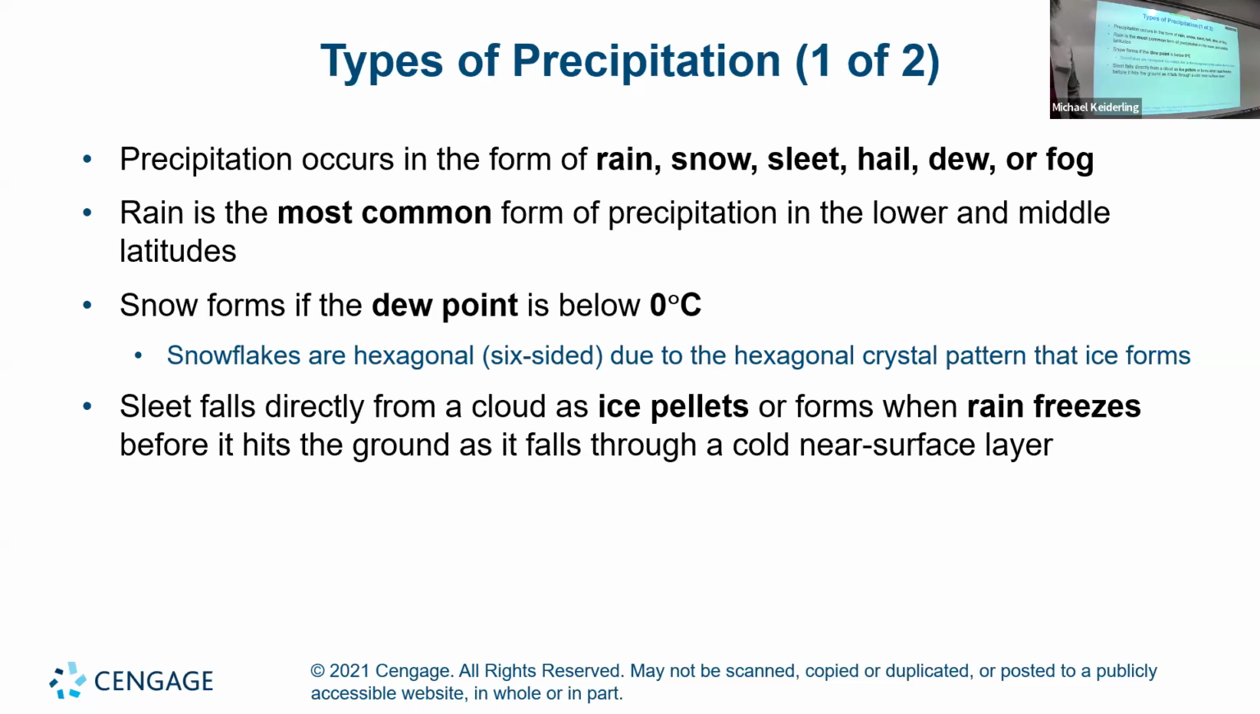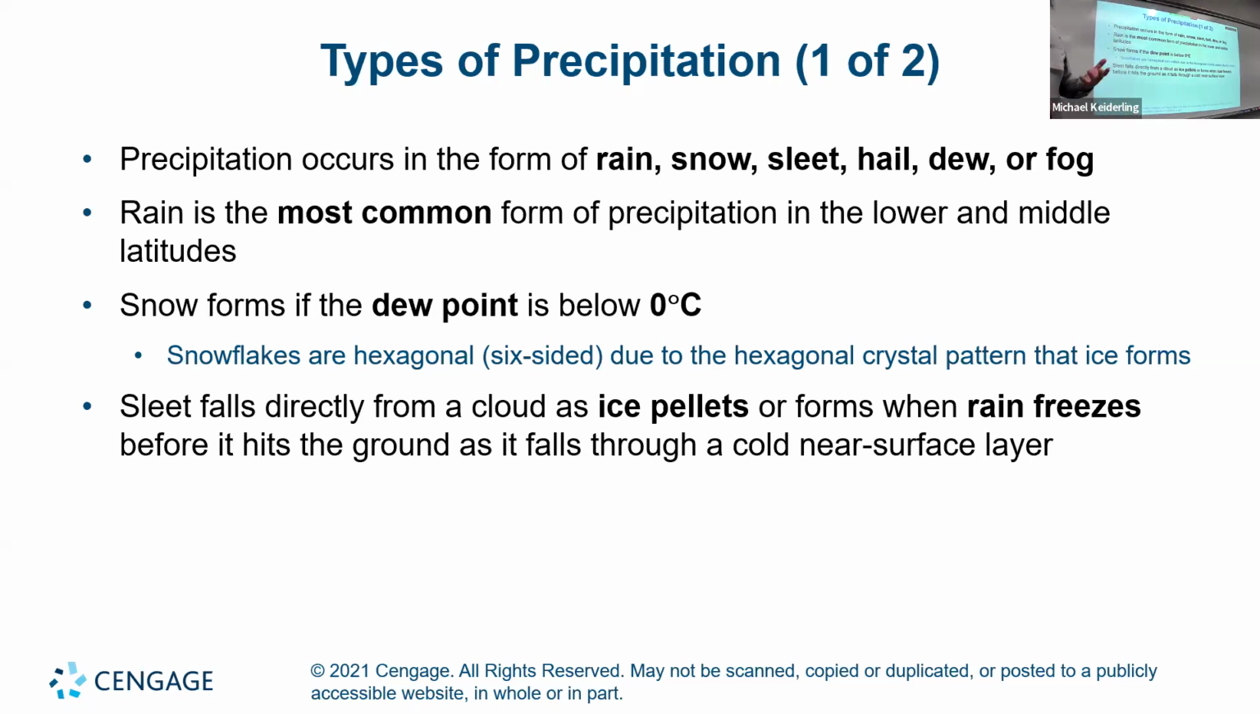So precipitation occurs in the form of rain, snow, sleet, hail, dew, or fog. In the lower and middle latitudes, rain is the most common form of precipitation. If the dew point is below 0 degrees Celsius, snow will form. Snowflakes are hexagonal due to the hexagonal crystal structure of ice.